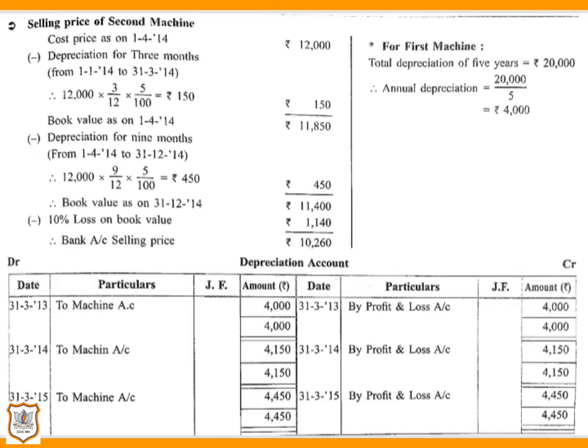Here first, let us see the amount of annual depreciation for first machine. Point to be noted that we are not given original cost of first machine. Here it is given that first machine shows balance of rupees 60,000 on 1st April 2012, that this machine was purchased 5 years back and total amount of depreciation written off till today is rupees 20,000.